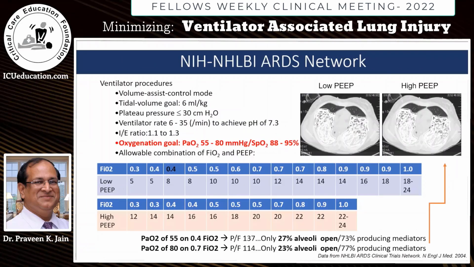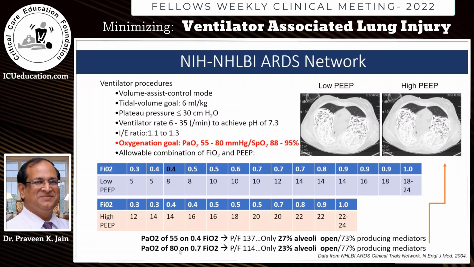In the famous ARDSNet study, which compared low PEEP and high PEEP, I feel that the study design was flawed because keeping an oxygenation goal of a PaO2 of 55 to 80 with various combinations of PEEP and FiO2 resulted in a PaO2 FiO2 ratio which was very low. Using 40% oxygen, a PaO2 of 55 meant that the PF ratio would be 137. This means only 27% of the alveoli are open and 73% are producing mediators.